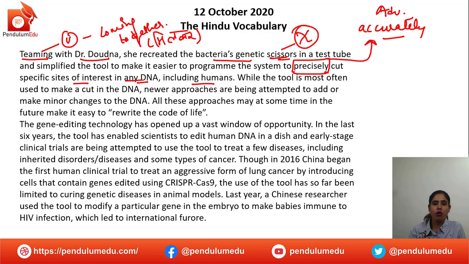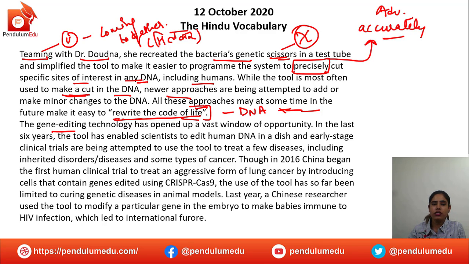While the tool is most often used to make a cut in the DNA, the tool that they have come up with, newer approaches are being attempted to add or make minor changes to the DNA. All these approaches may at some time in the future make it easy to rewrite the code of life. So what are they going to do? They're going to make it easy to rewrite the code of life, because we are talking about DNA. If we can cut DNA and separate it, there are many approaches that doctors can apply and use in different techniques in different ways.